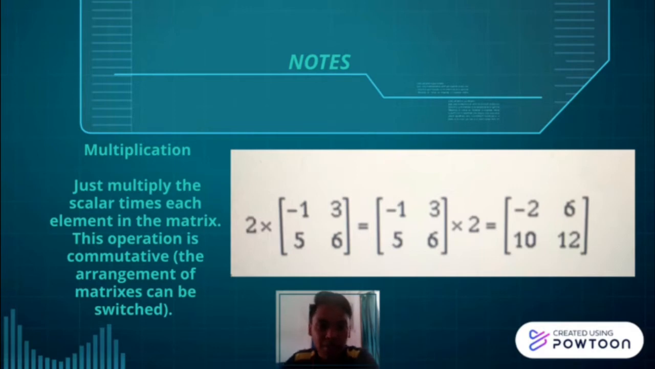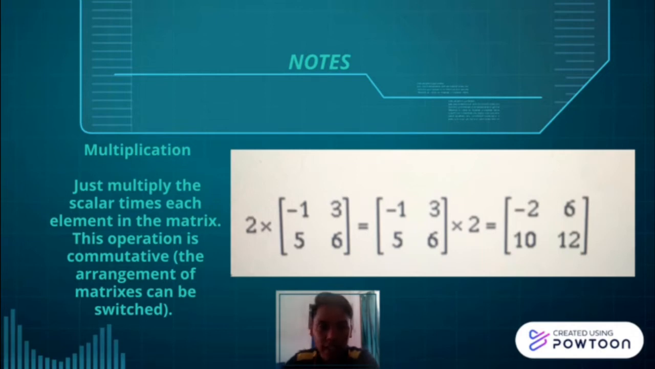Okay, multiplication. Just multiply the scalar times each element in the matrix. This operation is commutative, the arrangement of matrices can be switched. Okay, let's see the example given. 2 is the scalar times a matrix, which equals the matrix times the scalar, and the answer equals the answer.